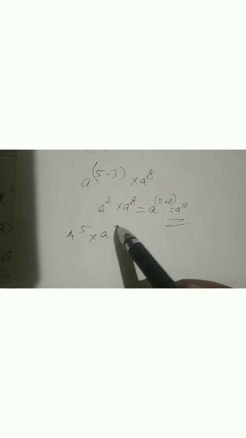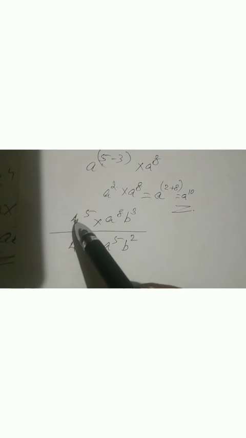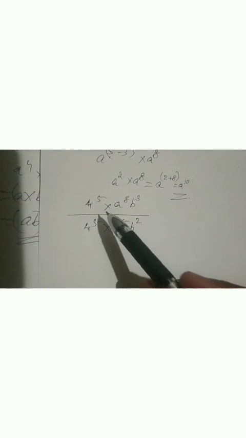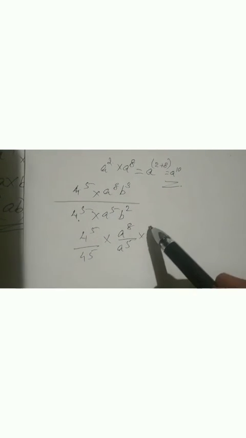Next question is 4 raised to 5 into a raised to 8 into b raised to 3, the whole, divided by 4 raised to 5 into a raised to 5 into b squared. Here 4 and 4, both bases are the same, so we don't need to convert this 4 into 2 squared. So now we can write it this way itself. 4 raised to 5 and 4 raised to 5, one group. Then a raised to 8 and a raised to 5, another group. b raised to 3, b raised to 2, another group.